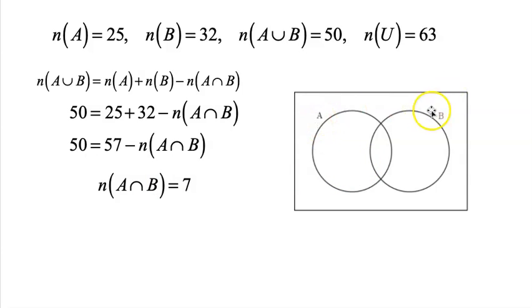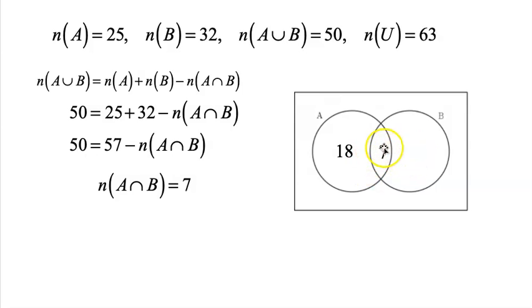So we have set A, set B. Here's our universal set, of course. A intersect B is 7. 7 is going to go in the middle. Now the total of A is 25, so these two regions have to add up to 25. That's 7. What does this have to be to give me 25? It's got to be 18.